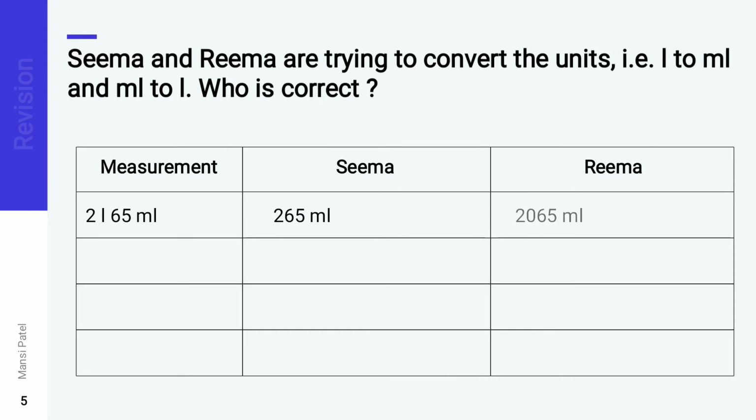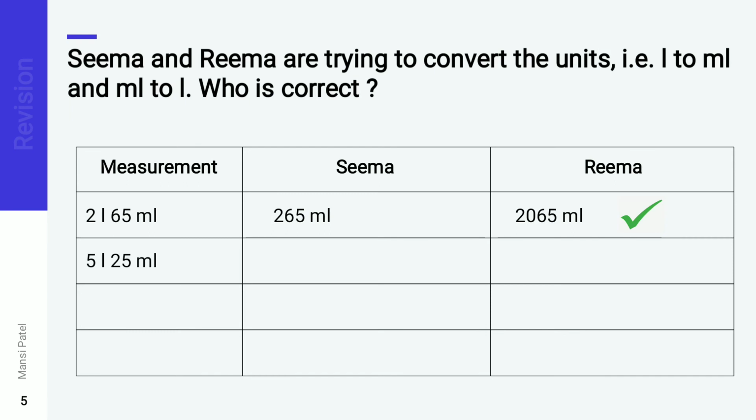Whereas Rima converted this 2 liter and 65 milliliter to 2065 milliliter. Now in this case, who is correct? Yes, when you convert liter into milliliter, there are three zeros. So in milliliter, you have to write down three digits. So here, 2 liter and 65 milliliter is equal to 2065 milliliter. That is the correct answer. So in this case, Rima is correct.